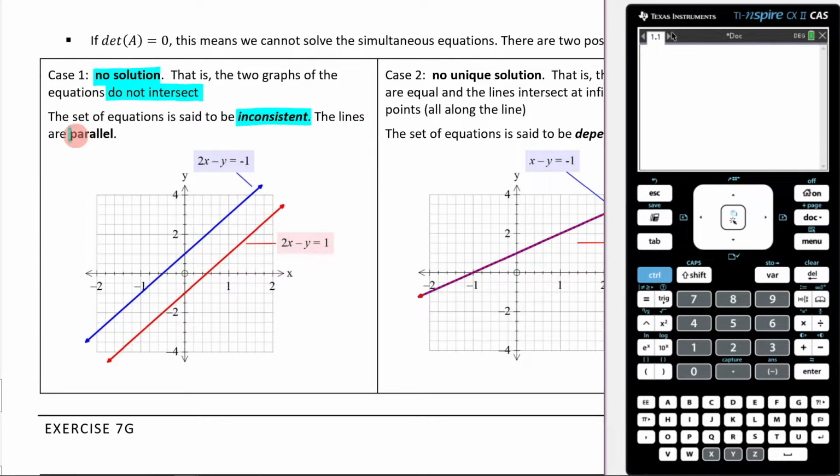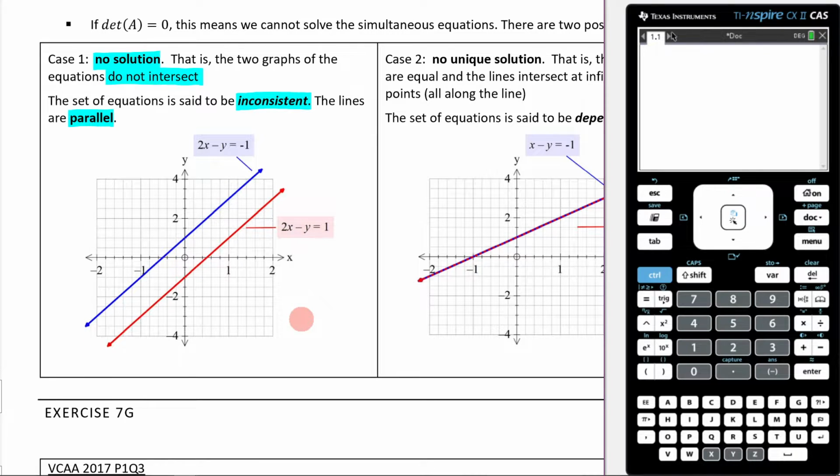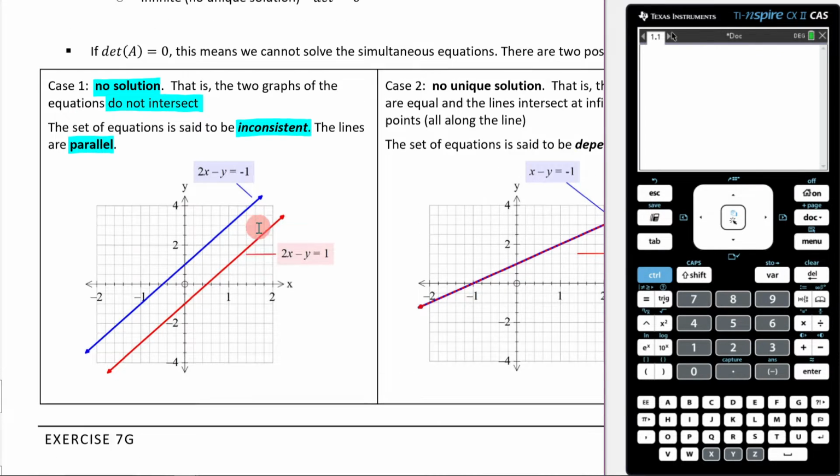The lines are parallel. So as you can see here, I've got this blue line here, which is represented by this equation, and this red line here, which is represented by this equation. And you see how they never intersect. At no place do they touch. So that means there's no solution to the x and y here. It just never works.